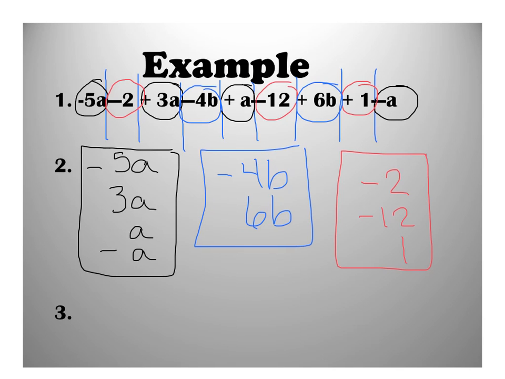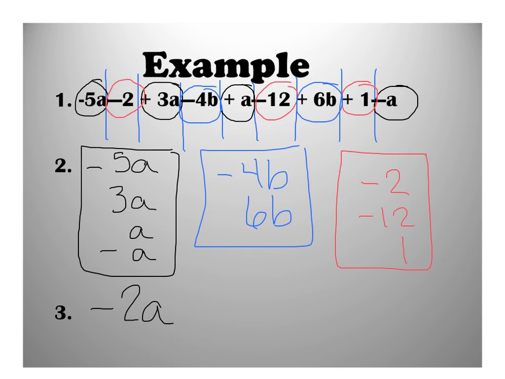Now that we've got them all grouped together, we're going to simplify each group into one single term. So we're going to say negative 5a plus 3a would be negative 2a. And negative 2a plus 1a would give us negative 1a. And negative 1a plus negative 1a is going to give us negative 2a.